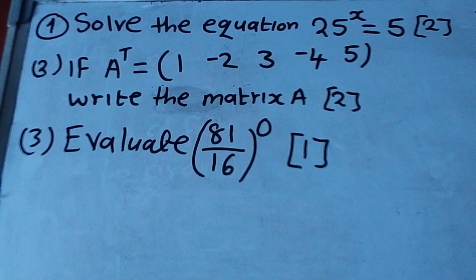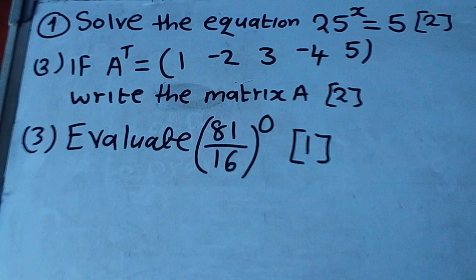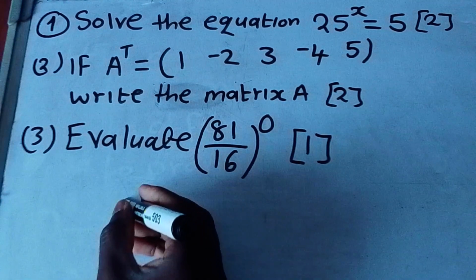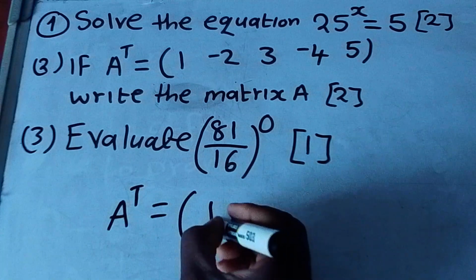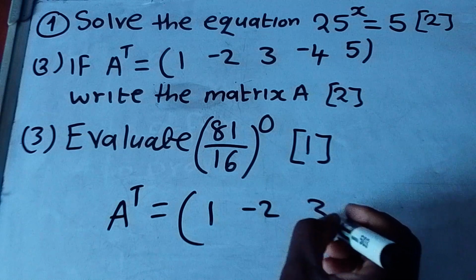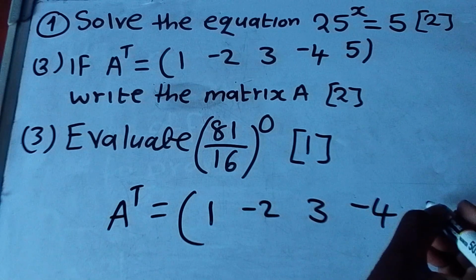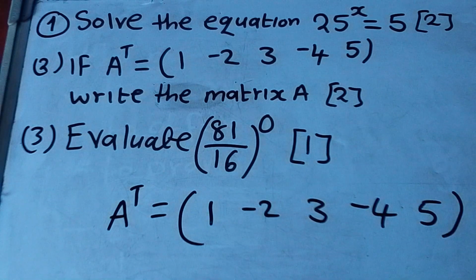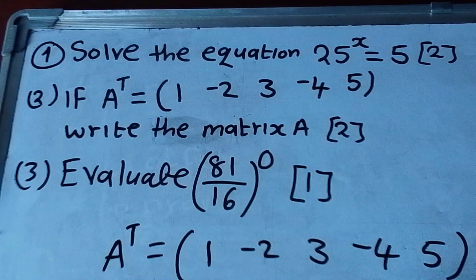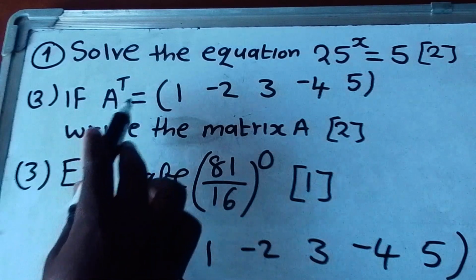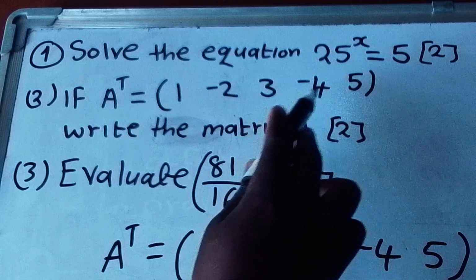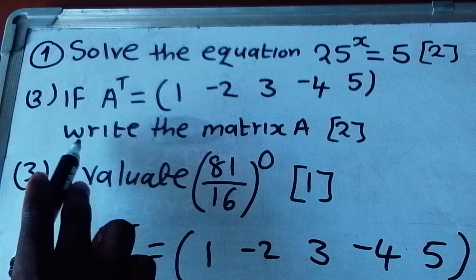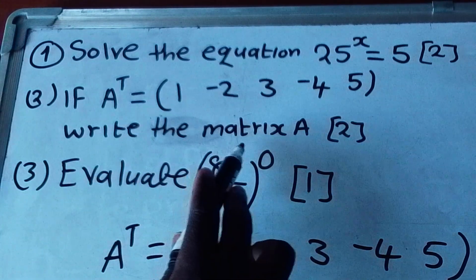We are now on question 2. Question 2, we have been given A^T equals (1, -2, 3, -4, 5). This was the question. We have been told A to the power T is equal to (1, -2, 3, -4, 5), and the question says, write the matrix A.